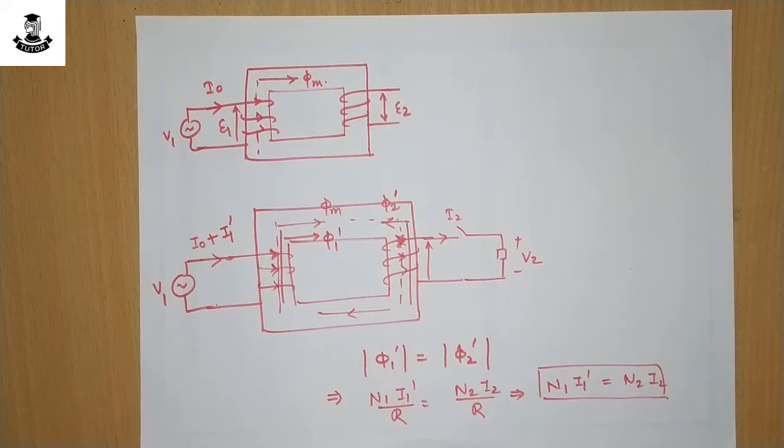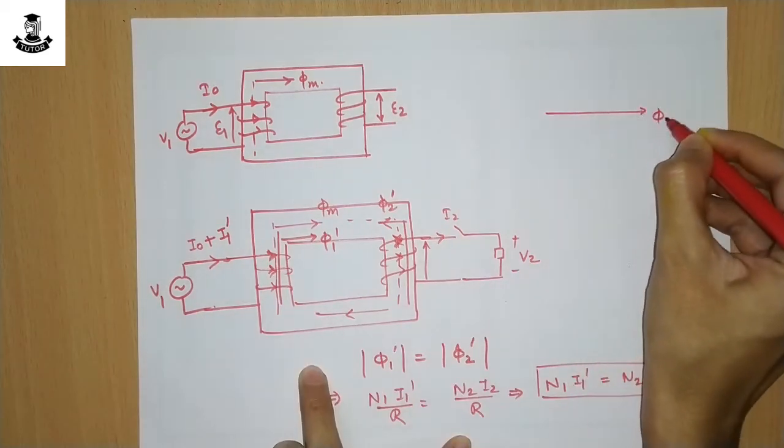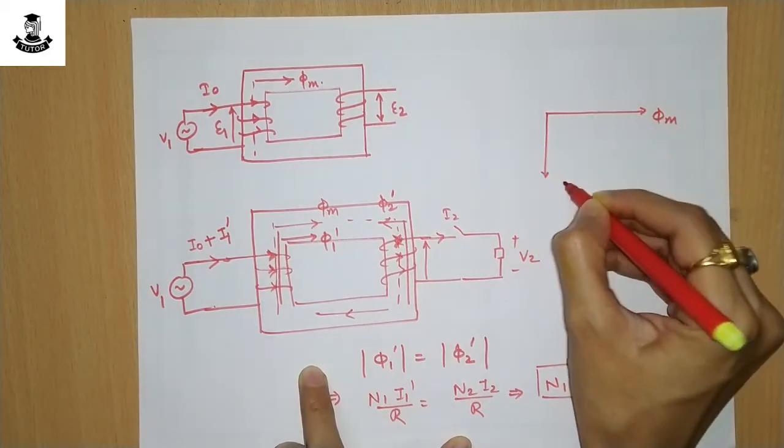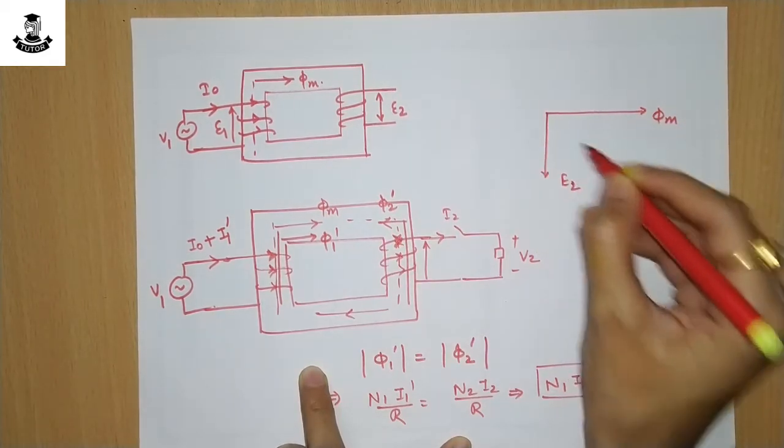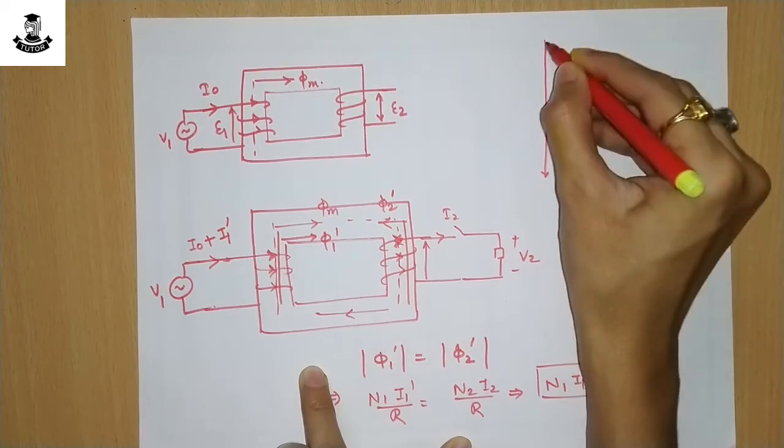Now, let me show you the phasor diagram of the transformer under loaded condition. This is the main field flux. This is the secondary EMF opposing the supply voltage V1.